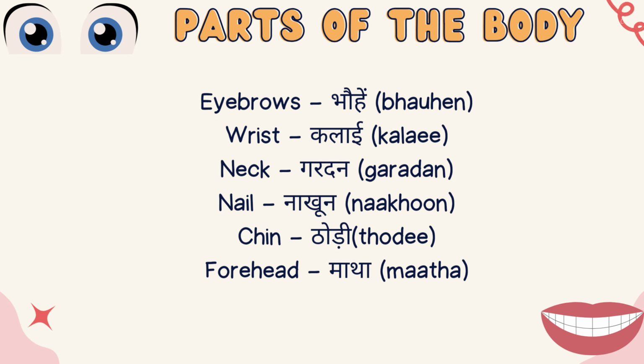Let's do a quick recap. Eyebrows, bhohe. Wrist, kalai. Neck, gardan. Nail, nakhun. Chin, thodi. Forehead, matha.